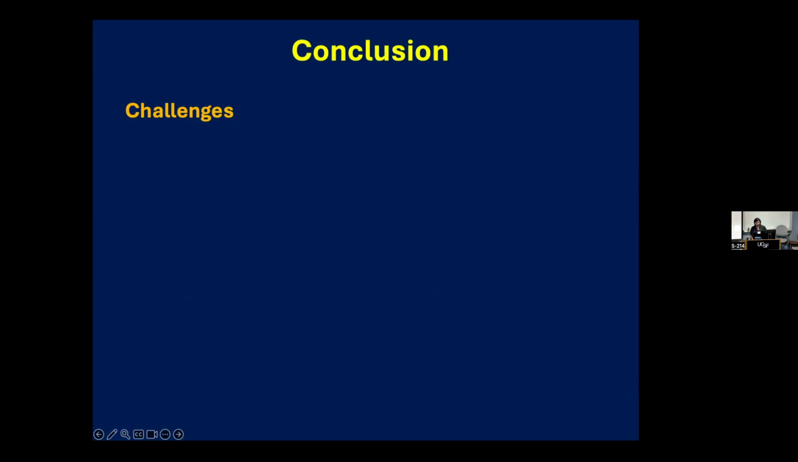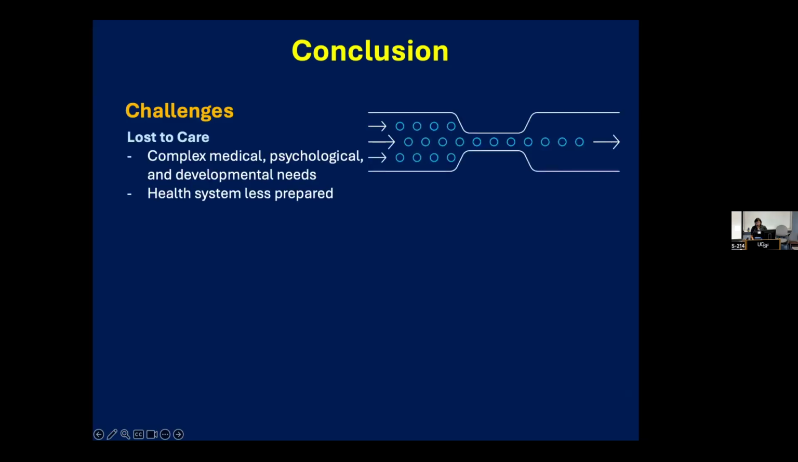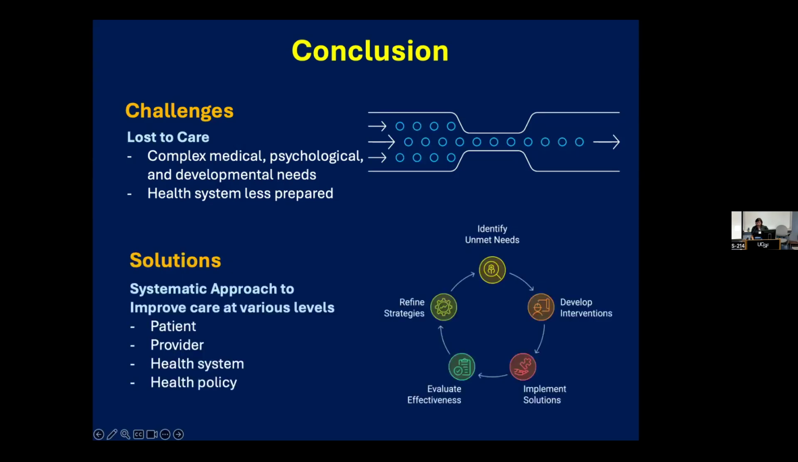So, in conclusion, ACHD is a rapidly growing population, and the biggest challenge in these patients is that they are lost to care, mostly due to their complex medical, psychological, and developmental needs that our current health system is less prepared for. To reduce these care gaps, there is a need for an ongoing systematic approach to identifying strategies at various levels. And while we have just started to scratch the surface of patient engagement using digital health solutions, there is a lot that needs to be done at every level.